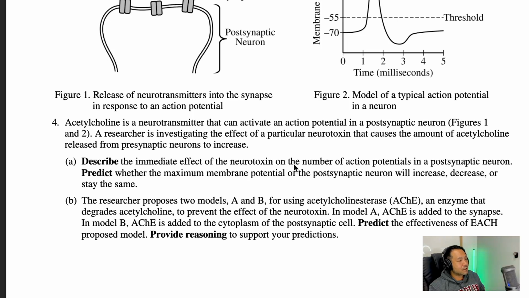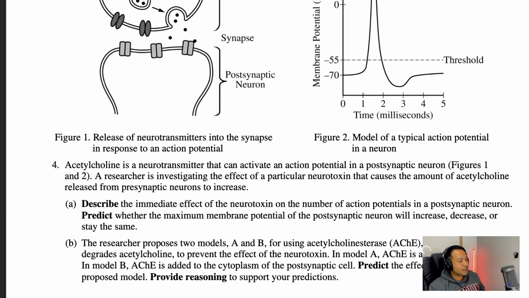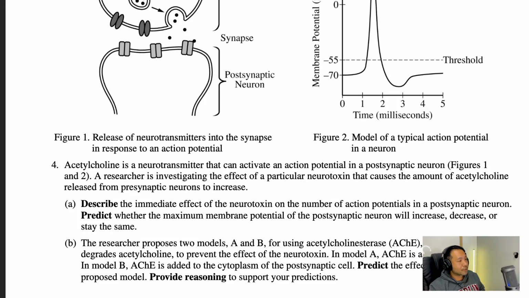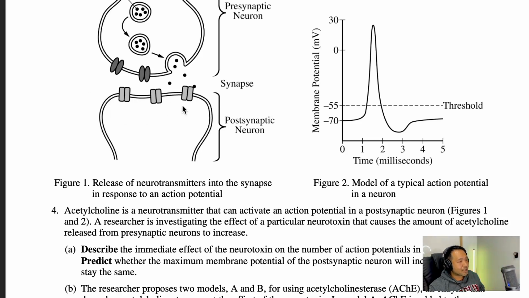Describe the immediate effect of the neurotoxin on the number of action potentials in a postsynaptic neuron. So if the action potential is caused by acetylcholine binding to the receptors, then it should increase, because you would have more acetylcholine that is likely to stick around and continuously bind to the ligand receptor. By the way, this would be chapter 11 on cell communication, where we talk about the importance of concentration. The concentration of these ligands is going to allow the continuity of ligand binding to activate these receptors.